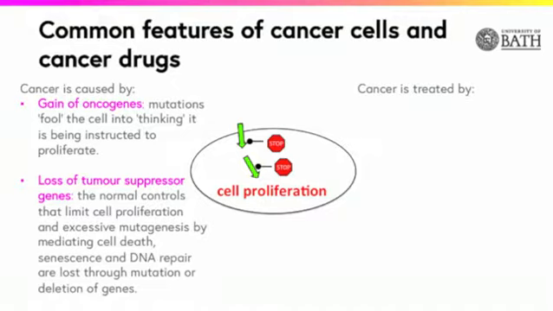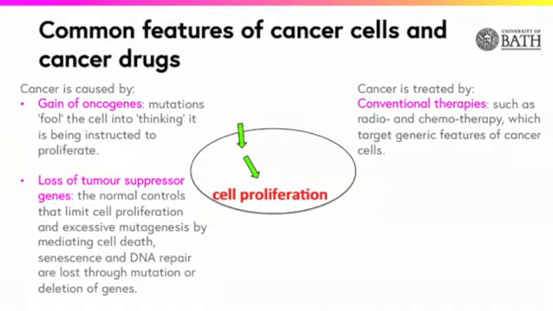And when this is coupled to loss of tumor suppressor genes, which are the usual brakes to proliferation and lead to repair of DNA and instruct the cell to die if it's sustained a lot of damage, then this makes the cell proliferate uncontrollably. So you lose those, you get much more cell proliferation.